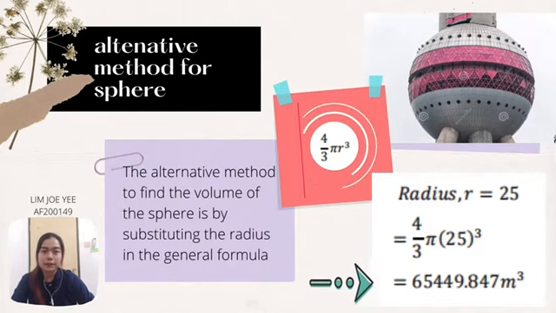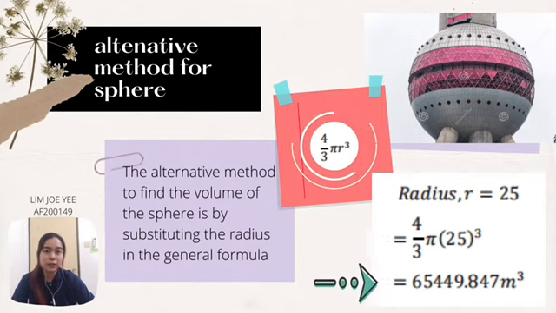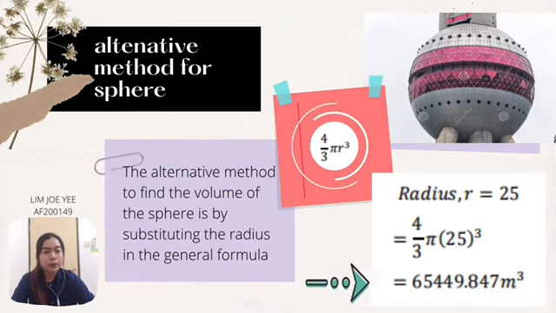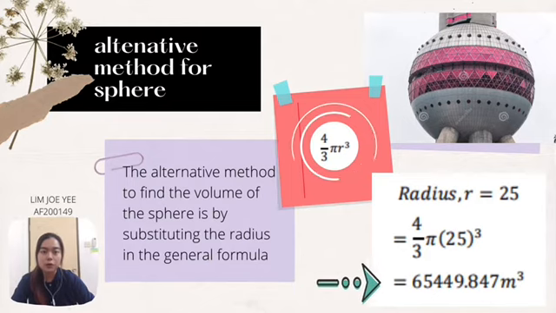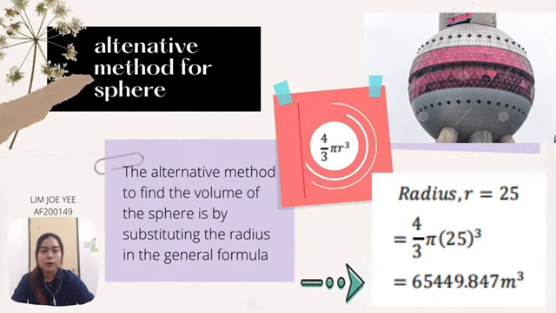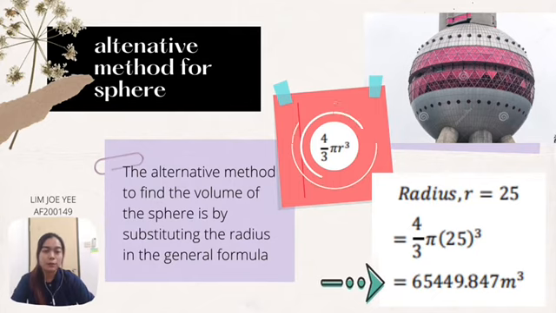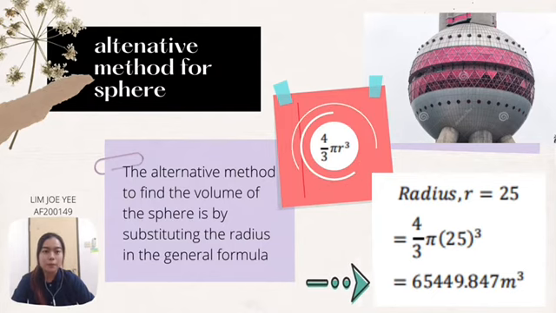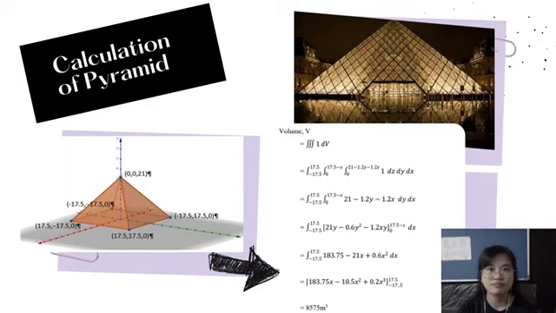The alternative method to find the volume of the sphere is by substituting the radius into the general formula. As we know, the radius of the sphere of the tower is 25, so we substitute 25 into the r of the formula and solve 4/3 π (25)³. By solving this, the volume found is 65,449.847 m³, which is the same as by using the triple integral method. So we can compare both answers and conclude that both give the same answer.